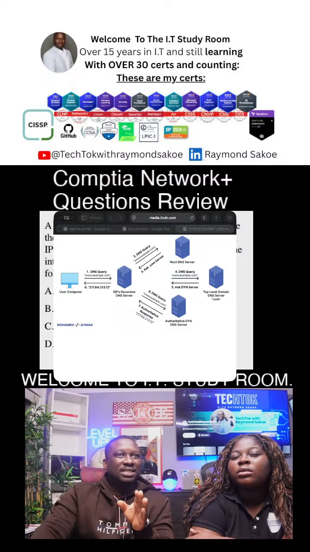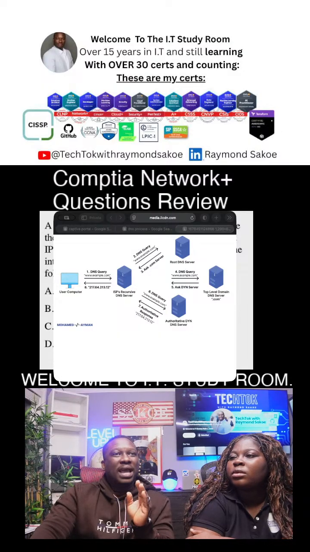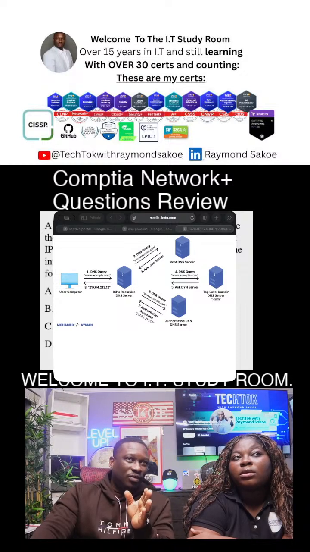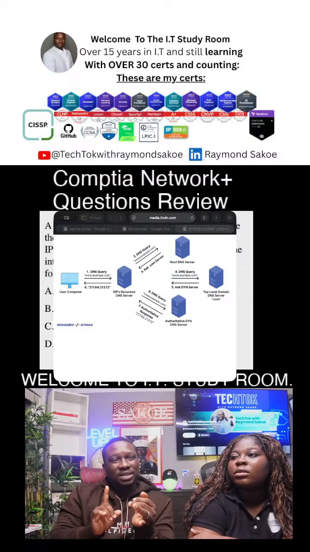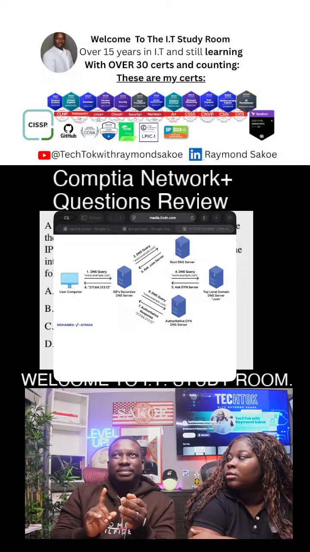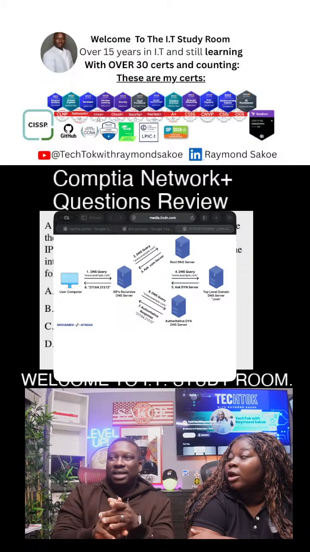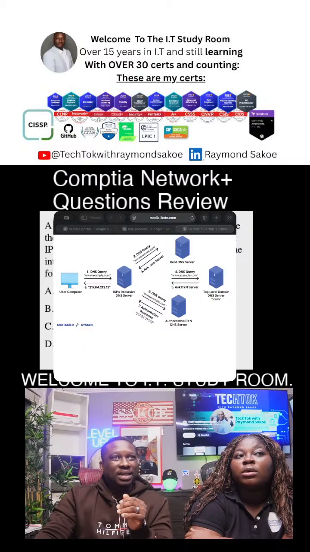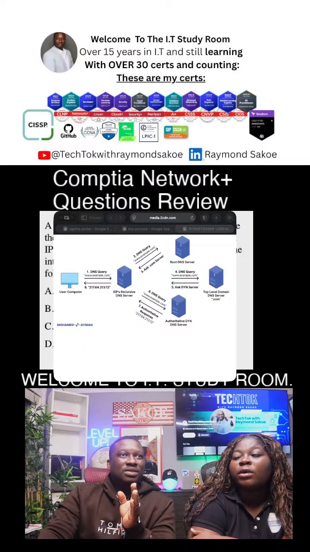The root DNS server knows where every top level domain is. So .com, .edu, .io, .gov, all of them. It knows where they are. So now, if this is .com, then it will tell you that the .com top level domain is this specific server.